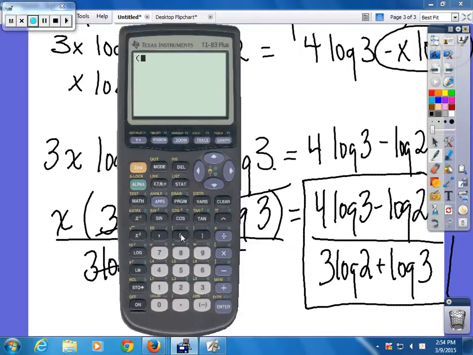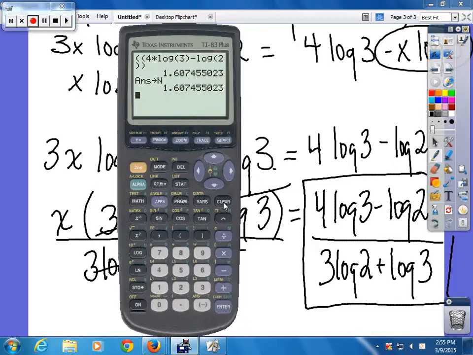Hold on. Parentheses, 4 times log of 3, close parentheses, minus log 2, close parentheses, equals. All right, store it, and I'm going to call it alpha, and I'm going to say, that's the numerator, so I'm going to call it n.